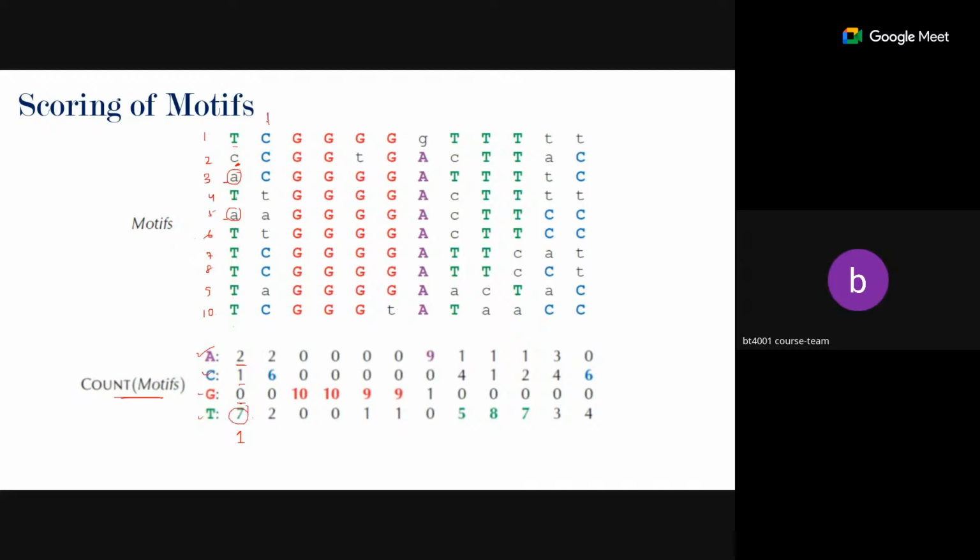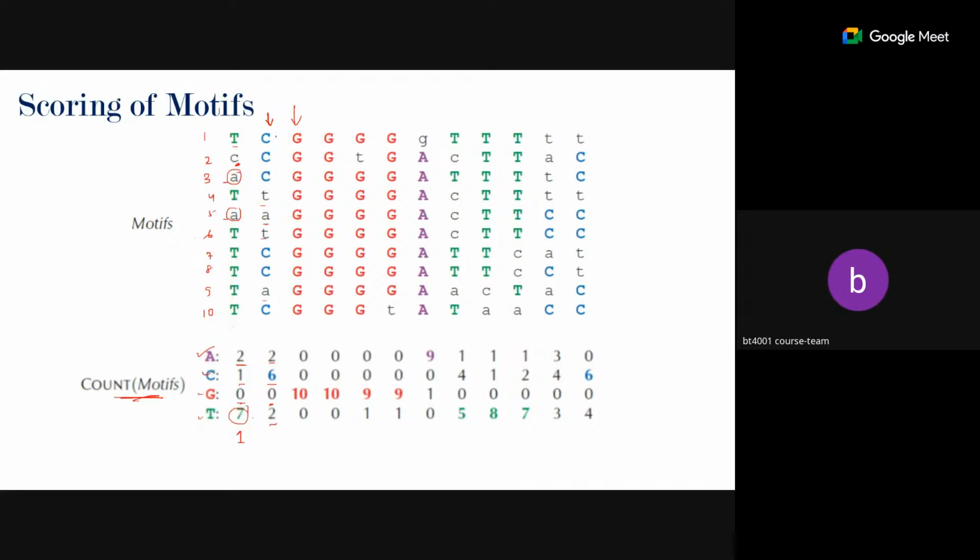Similarly, at position number 2, C occurs 6 times, T occurs 2 times, A occurs 2 times, and G does not occur at all, so G is 0. This is how we compute the count of motifs for every column, at every particular position across all these motifs: we just count the number of occurrences of each of the different nucleotides. This is what count of motifs is.